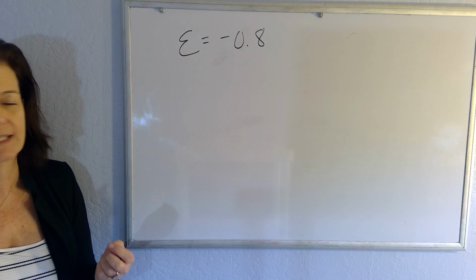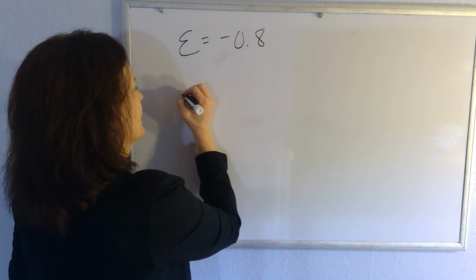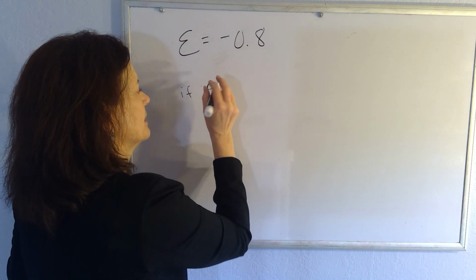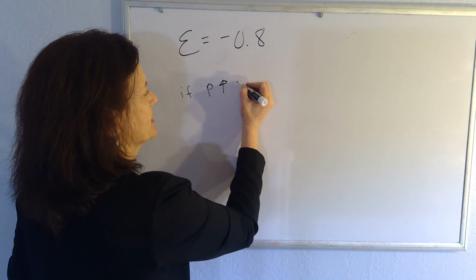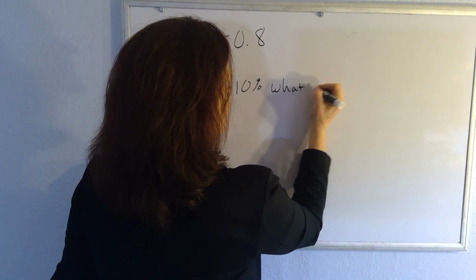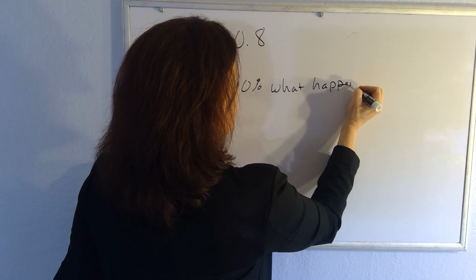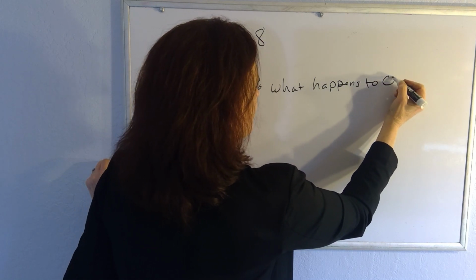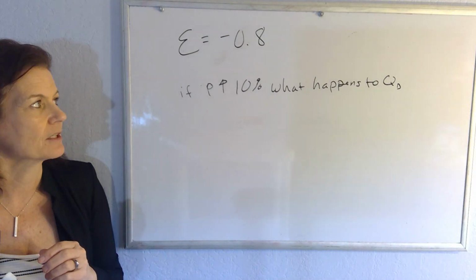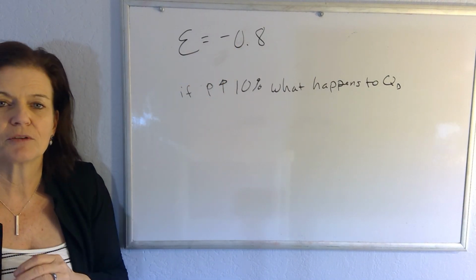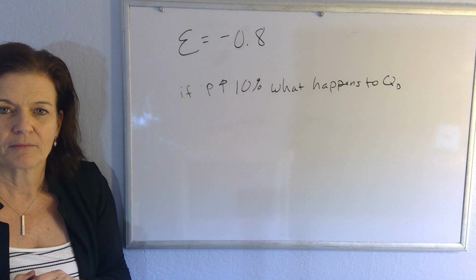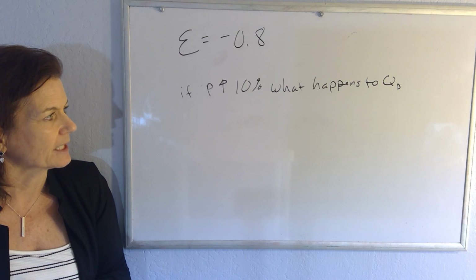You should be able to say, if price increases 10%, what happens to quantity demanded? How much does it change and in what direction? Given this information, you should be able to figure that out. So take a second and try to calculate that on your own.